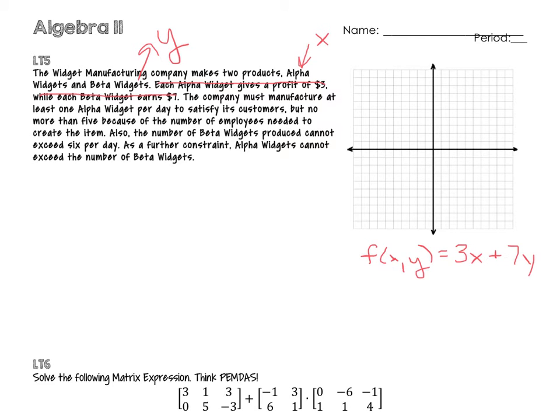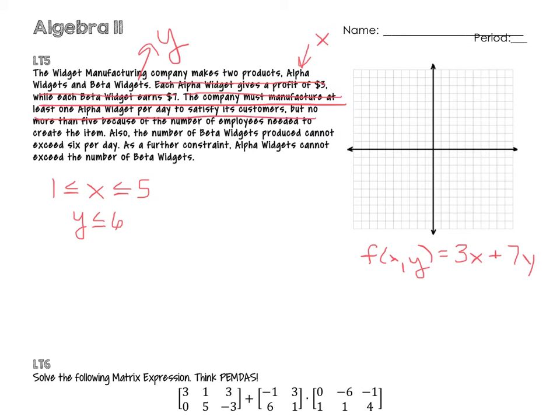The company must manufacture at least one alpha widget, so x must be bigger than or equal to 1, and no more than 5, okay, so x must be less than or equal to 5. Now, for the beta widgets, I cannot exceed 6, so y must be less than or equal to 6. And again, I'm noticing that I forgot to, oh no, I did underline them on this screen. Very good. Because we have to be or equal to with linear programming problems.